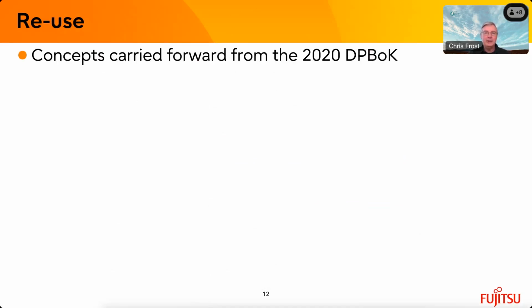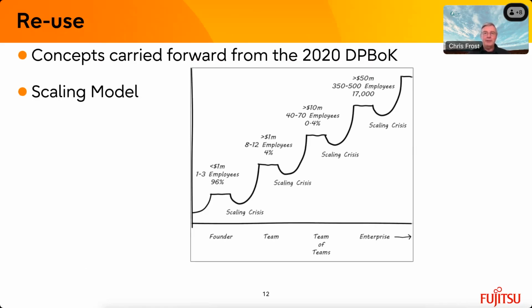And something else, I mentioned a few slides ago that while we have been starting with a clean sheet of paper, we would use material from the existing DPBoK, some of the ideas within the existing standard that are still valuable, that are still current, and still useful to pull forward into the next iteration. So we have been carrying forward some of the concepts into the new standard from the 2020 DPBoK. One of those things is what we call the scaling model.